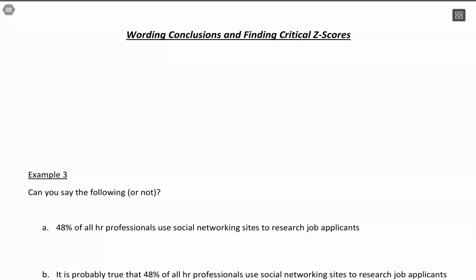First thing we'll talk about here is how to word the conclusions for our confidence intervals, making sure that we include all of the important elements, and then we'll end with finding critical z-scores based on confidence levels.